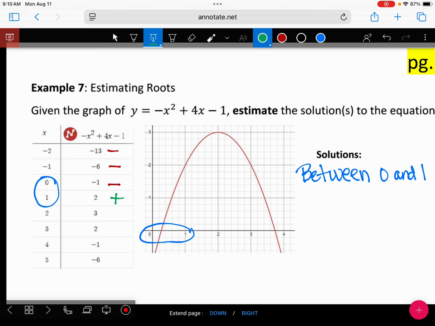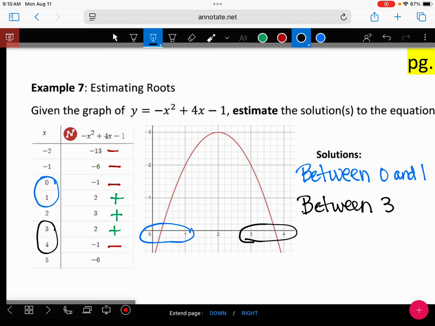So then I'm going to keep going down. So I have a positive, a positive. Okay, it switched again here. So that means I also have a solution between 3 and 4. And if you look at your graph, you can see how it does cross between 3 and 4. And that's my two solutions. It could be 3.1, 3.8, 3.6. All right, now let's look at tables, and then we're almost finished.